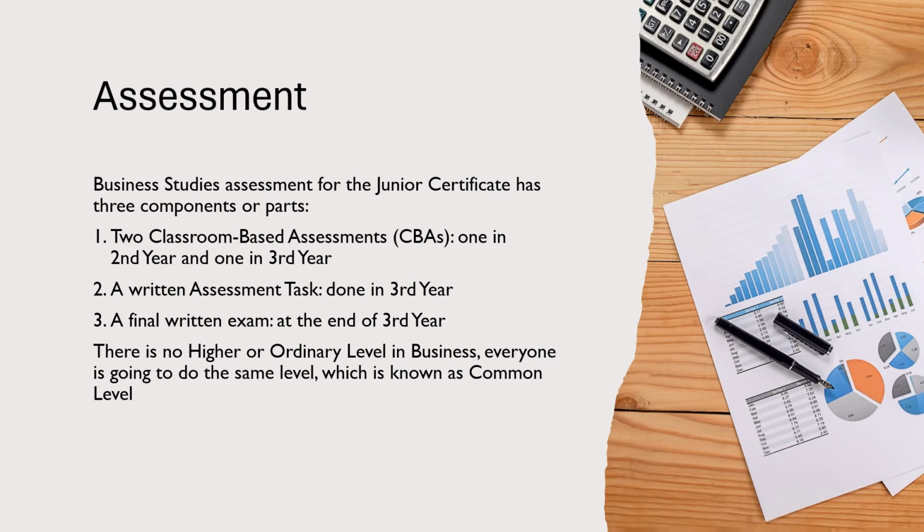With regards to assessment in junior cycle business, there are three components. Firstly, there are two classroom-based assessments, more commonly known as CBAs. One will take place in second year and the other in third year. I'm going to talk about these in more detail in the next slide. Secondly, there is a written assessment task completed in third year, and this is before the final written exam. Lastly, there is the final written exam, which takes place in June at the end of third year. It is also important to note there is no higher or ordinary level business at Junior Cert. Everyone does the same level, which is known as Common Level.